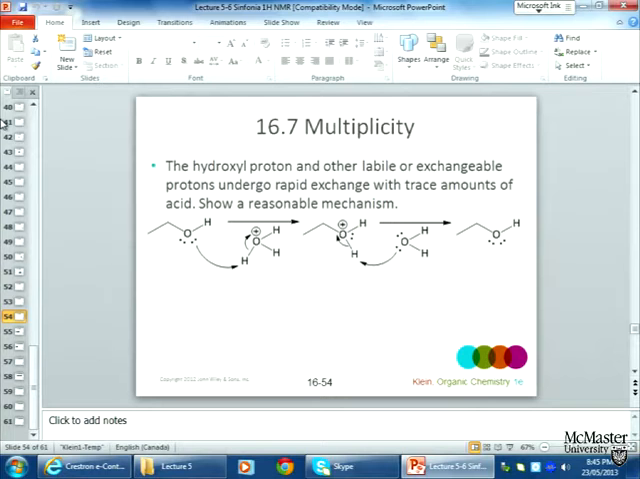So slide 1654 shows you this exchange phenomenon. In the trace of an acid, we can protonate the alcohol. We talked about this. H3O plus is almost as strong an acid as a protonated alcohol, so we can form an equilibrium. A little bit of catalytic acid protonates the alcohol, and then the other proton falls off, and the net result is that we can change the spin of the OH proton, and that gets rid of the coupling.